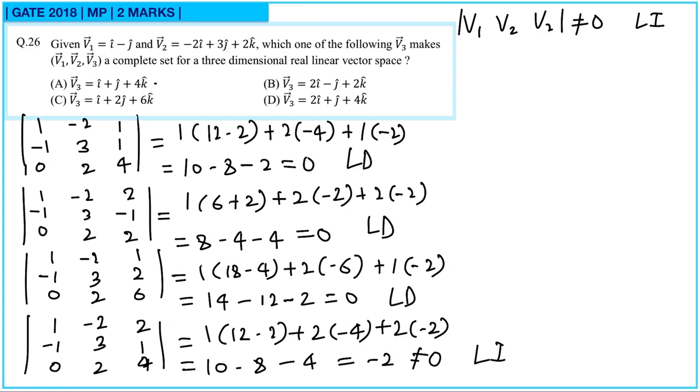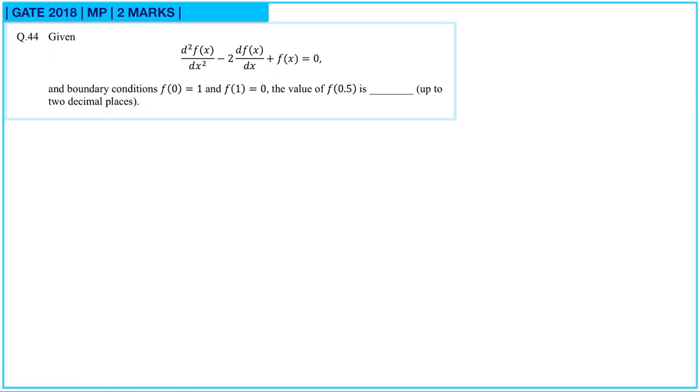So this vector can be a basis for the linear vector space. Option D is correct. Next question, 44.